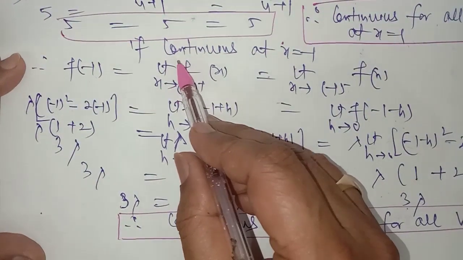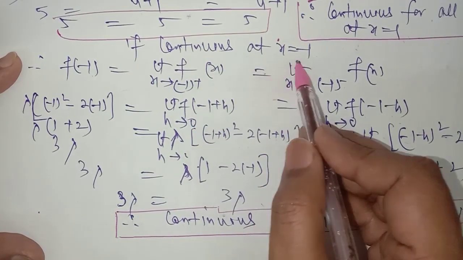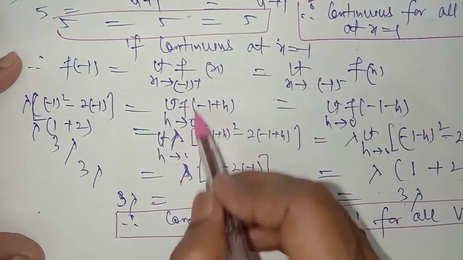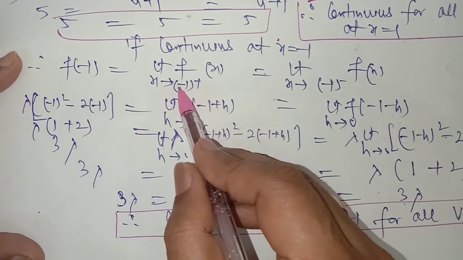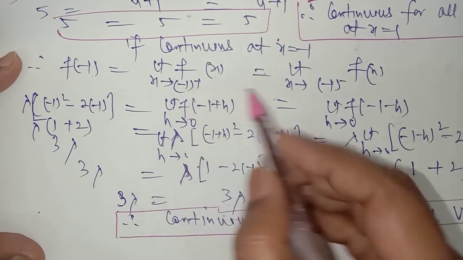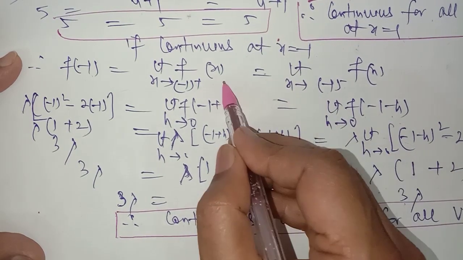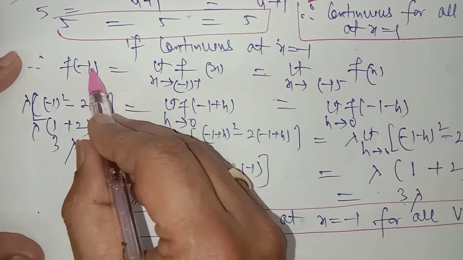You have to find the value of lambda such that the function is continuous at x equal to minus 1. Again, we use the same condition as above: f(-1), the value of the function at minus 1, the right hand limit at minus 1, and the left hand limit at minus 1 will be equal to each other.